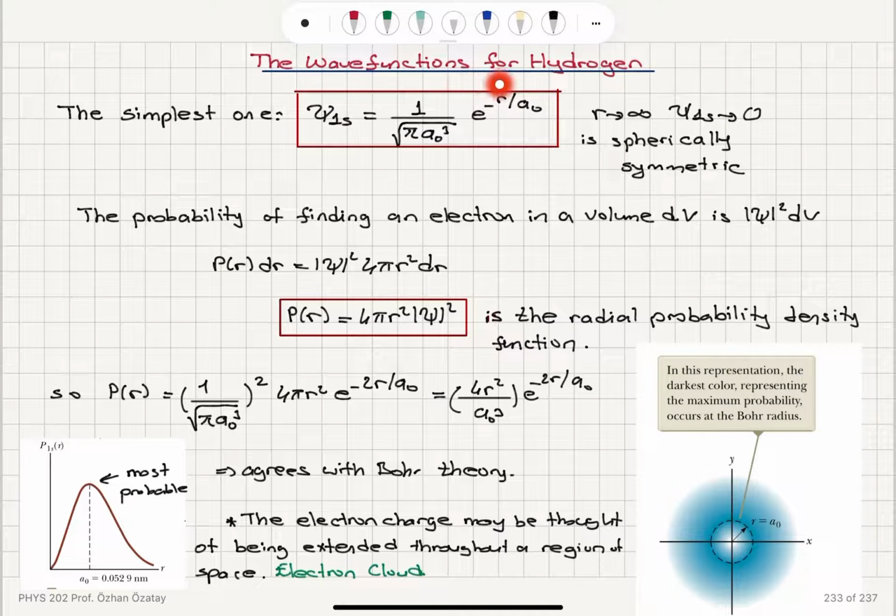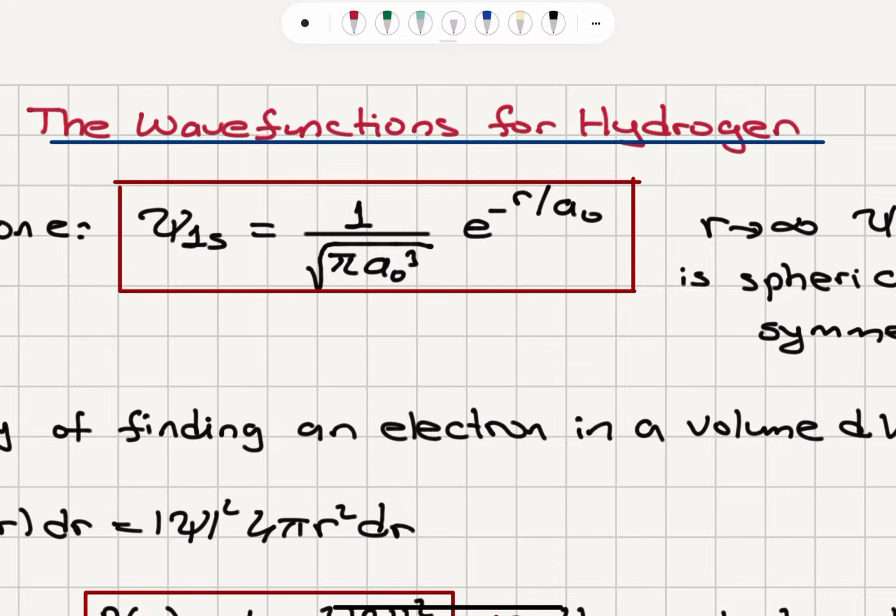The wave functions for hydrogen. So we will move on to the solutions of the Schrödinger equation, where the simplest solution is the 1s solution. So n equals 1, L equals 0 solution, S subshell. So this is K shell, S subshell. 1 over square root pi Bohr radius a0 cubed, exponential decay e to the minus r over a0.